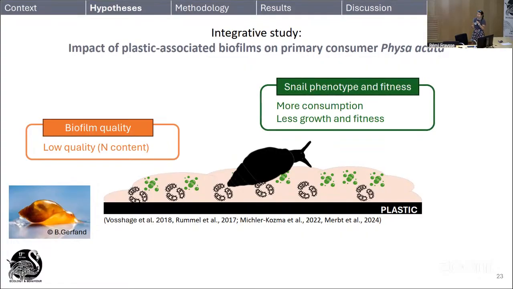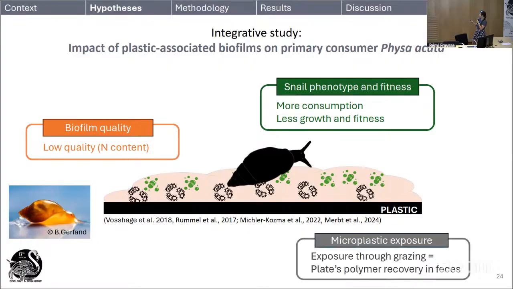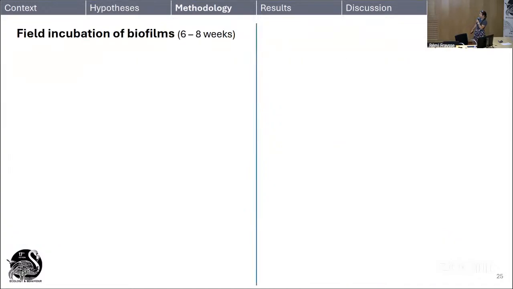I also studied the snail phenotype and fitness, so I was thinking that due to the reduction of the quality, the snails would have to consume more biofilm, and I was also expecting their growth and fitness to be negatively affected. And I also looked at microplastic exposure. I was thinking that snails would be exposed to microplastics through grazing, and therefore that I would recover the plastic particles in their feces. So to test my hypothesis, I started by doing a field incubation of biofilms.